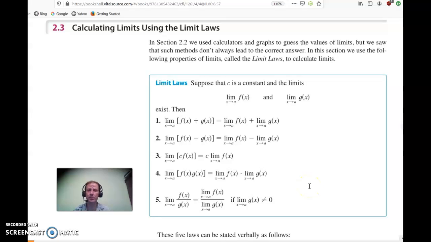So the limit laws are basically a large collection of properties of limits. For example, the first one says if you have the limit of a sum of functions, then that's going to equal the sum of the limits of each function taken separately. And there's a similar limit law for differences of functions, for products of functions, and for quotients of functions.